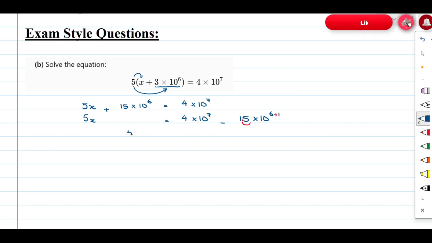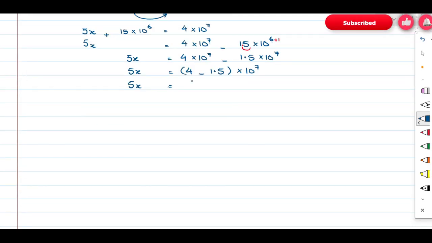Now here we have 5x, and that is equal to 4 times 10 to the power 7 minus 1.5 times 10 to the power 7. Now the powers are the same. Now 5x is equal to 4 minus 1.5. You can take times 10 to the power 7 common, right? So this is 5x. From 4, if you take away 1, 3 is left, and from 3 you take away 0.5, that is 2.5. So 2.5 times 10 to the power 7, right?